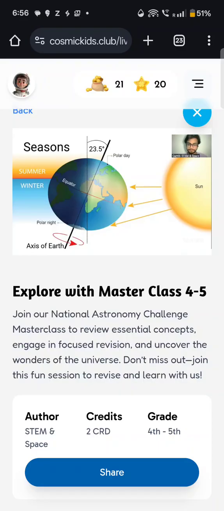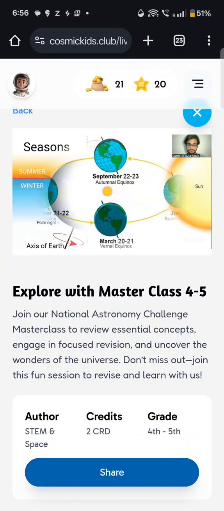So as the Earth is tilted, one of the hemispheres of Earth is pointed more towards the sun than the other. So the part that receives more light from the sun, that part experiences summer season, and the part that receives lesser sunlight, that experiences winter season. And the summer and winter seasons all happen because of the tilt of the Earth.